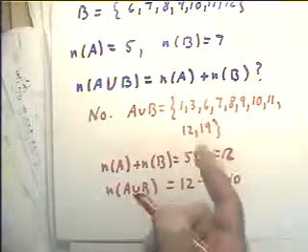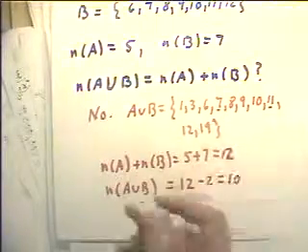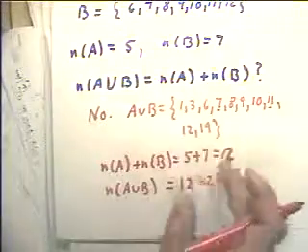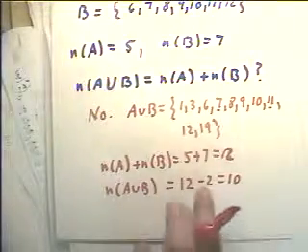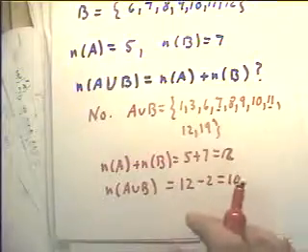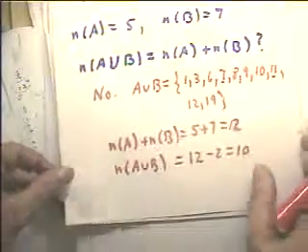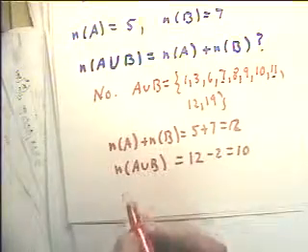We said that there were 2 elements that were going to get counted twice, the 7 and the 11. Had we listed all 12 elements, all the elements of A and then all the elements of B, the 7 and the 11 would have been listed twice. So we take the 2 away. Now, what are the 2 that we took away? Again, the 7 and 11, because they appeared in both sets.